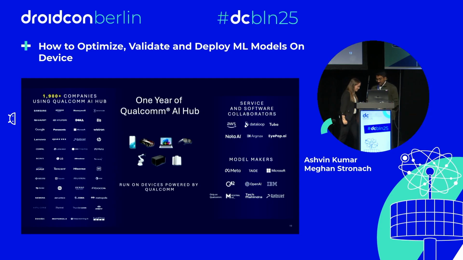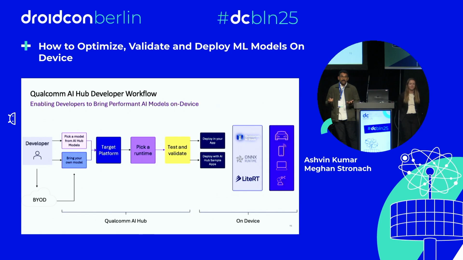Awesome. Thanks, Megan. So up next, we're going to talk a little bit about how we've conceptualized the workflow that developers like you can use to get models running on device. So the very first step here is picking a model. And there's a couple of pathways you can use to do this. The first is to pick one of the over 250 pre-optimized models that we have available in our model zoo.